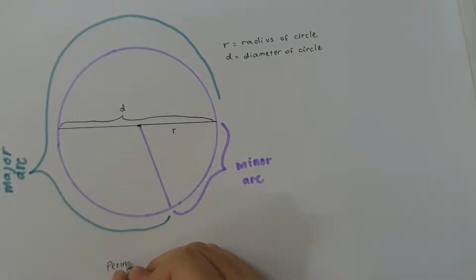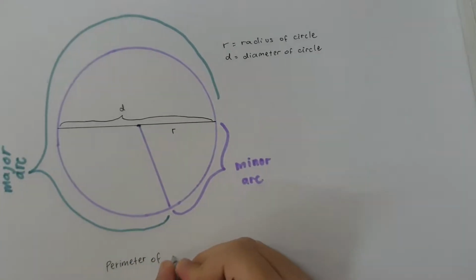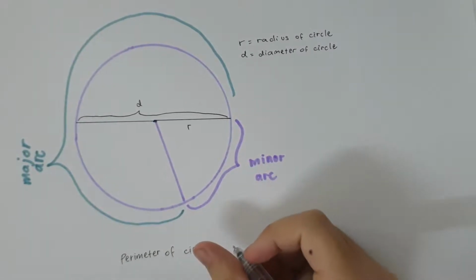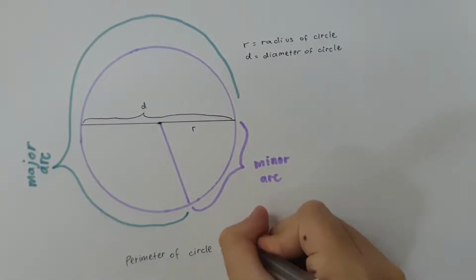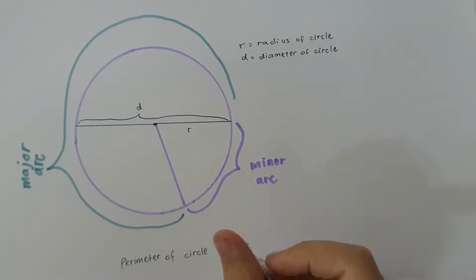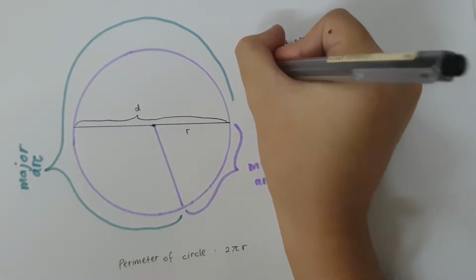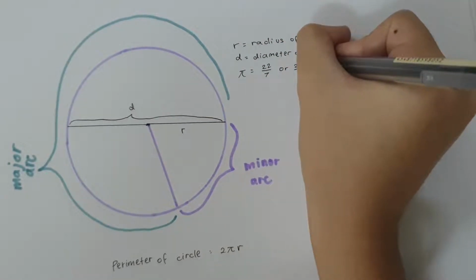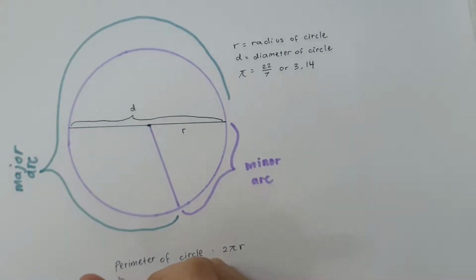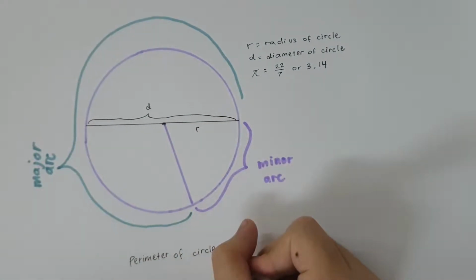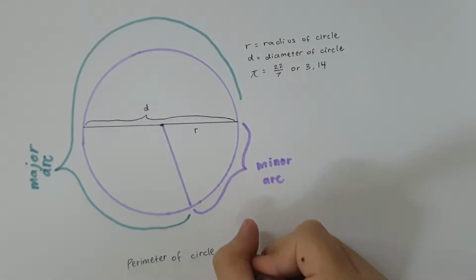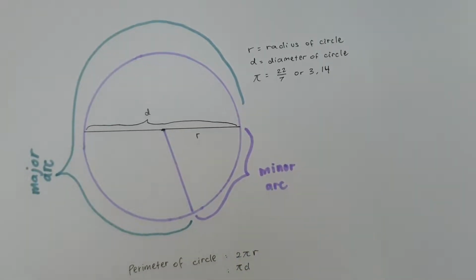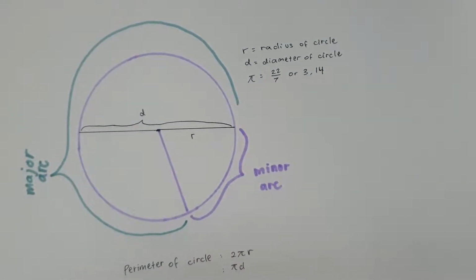Now next thing I'm going to show you is the basic formula for the perimeter of the circle. It's going to be 2 times pi times r. And the pi here, you can either use 22 out of 7 or you can use 3.14. It is going to be the same value, or at least kind of the same. And another formula for the perimeter of the circle would be pi times d.